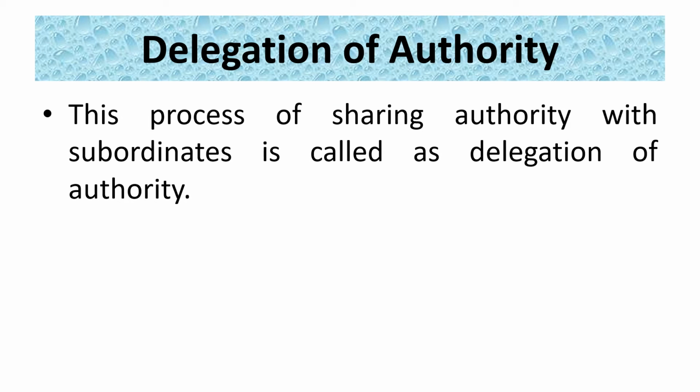Next is delegation of authority. This process of sharing authority with subordinates is called delegation of authority. It is an important process of getting things done by others. In any joint stock company organization, the top management, for example the board of directors, decides the policies, formulates plans and takes decisions. It is impossible for the top executive to look after the implementation of all policies and decisions.